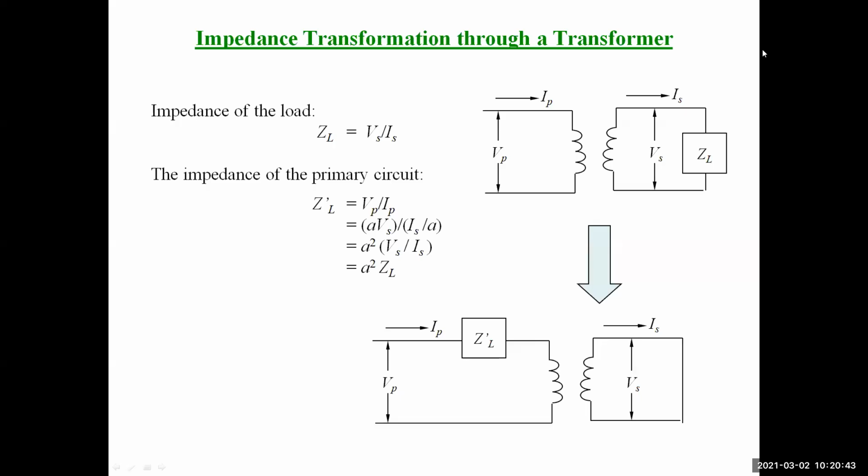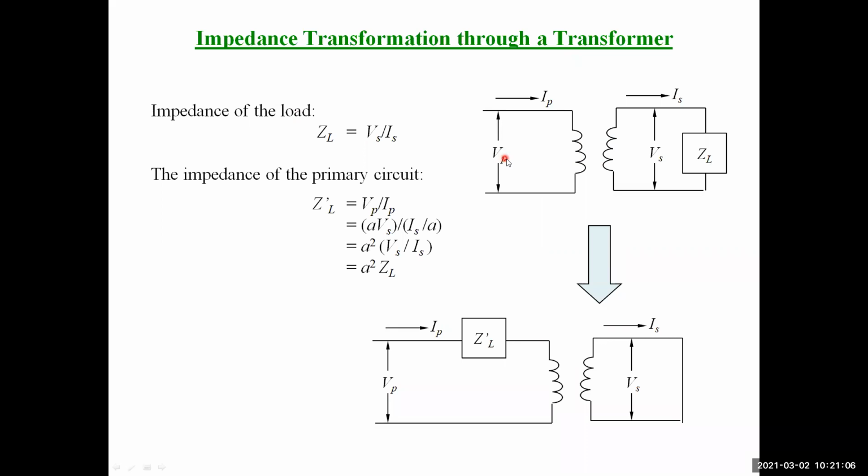Okay, so this is one of the concepts in transformers: how impedances transfer from primary to secondary and secondary to primary. Impedance transformation through a transformer. So this is called a simple transformer.